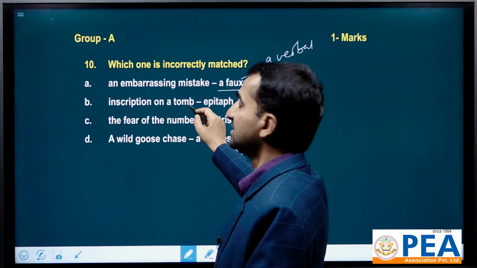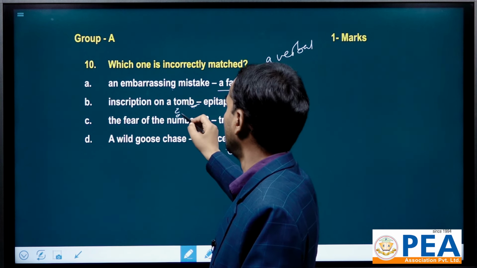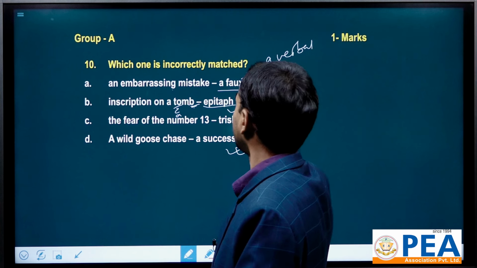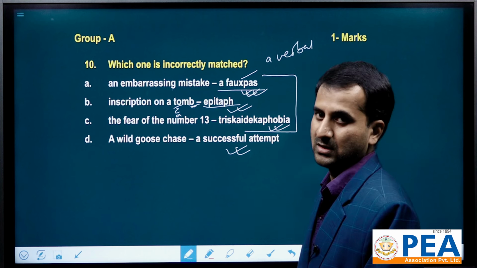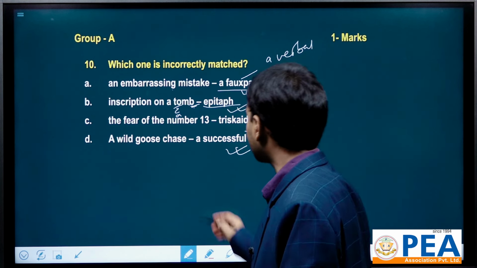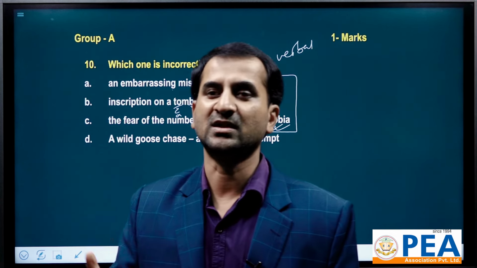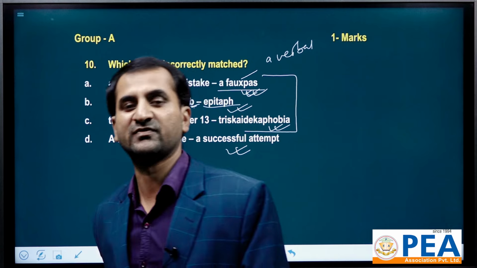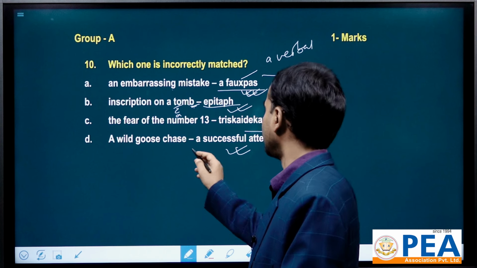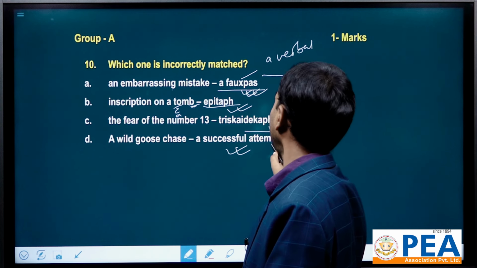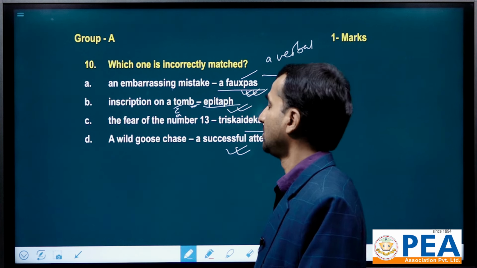Inscription on a tomb. It is tomb. Tomb, B is also silent. It is epitaph. This one is also right. The fear of the number 13, triskaidekaphobia. This one is also right. Similarly, the last one, a wild goose chase. A wild goose chase means you are making an attempt but finally you could not achieve it, an unsuccessful result. That is called a wild goose chase. And here it is written the successful attempt. So it is the wrong one. This is incorrectly matched.